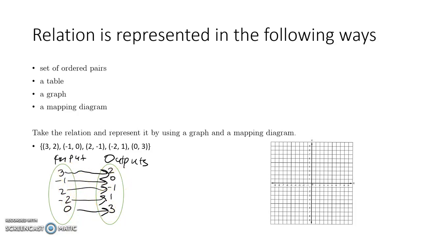And then with my graph here, all you do is go ahead and graph those points. So 3, 2 is here. Negative 1, 0 goes right there. Go 2 over, 2 down 1 right there. Negative 2, up 1 right there. And then 0, positive 3 right there. So again, a couple different ways that you could represent a function. Just making sure you're able to recognize all of those.